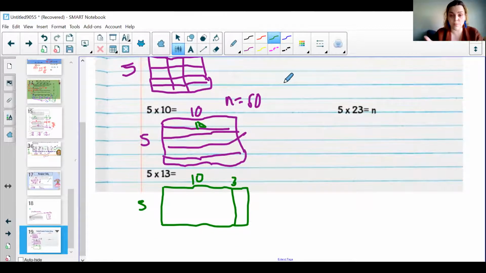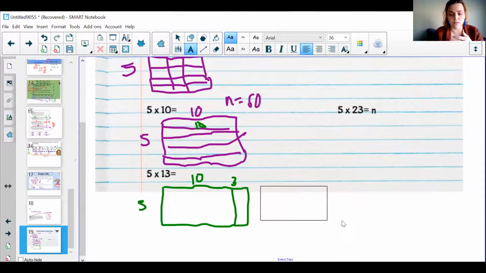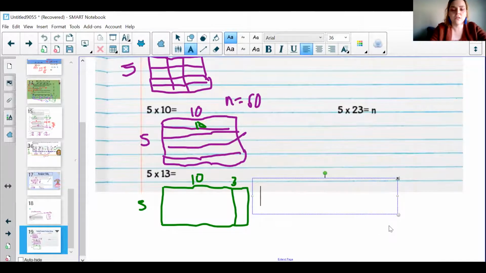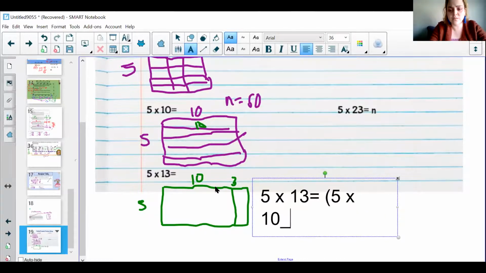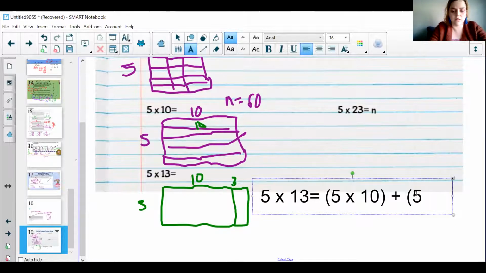Remember, we're comparing this back to the distributive property using the array model. So I'm going to use my typing to type my distributive property equation. I'm going to multiply to figure out 5 times 13. So 5 times 13 is the same as, in parentheses, 5 times 10, because look, I have 5 rows, plus, in parentheses, 5 times 3. I'm going to make this wider so you guys can see it.